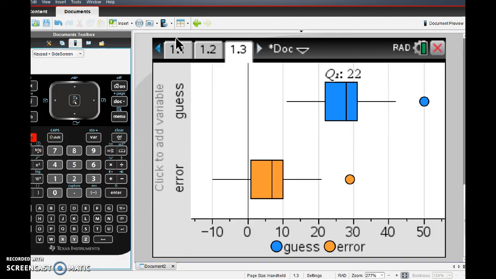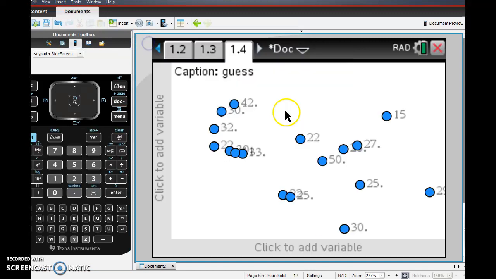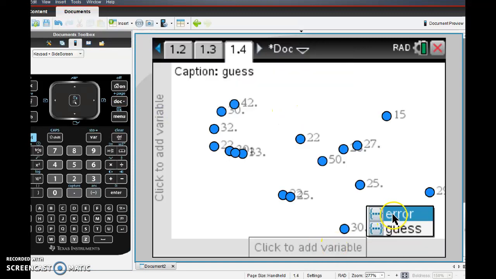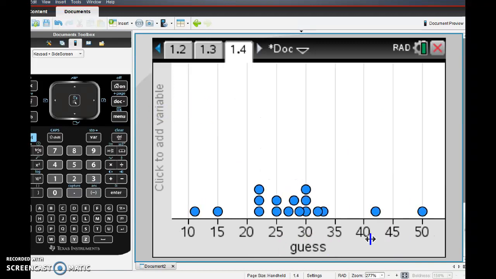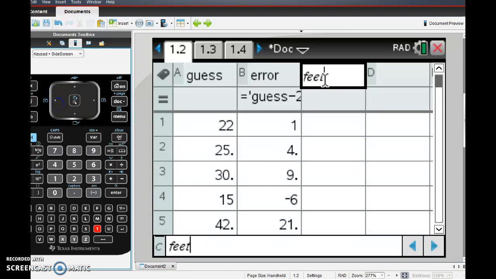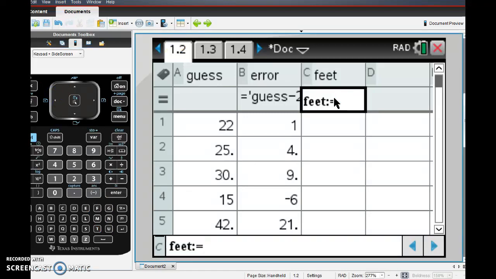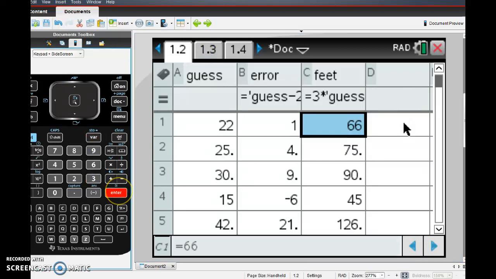All right, so I'm going to make a new graph. And I'm going to plot my original data. It's a dot plot. These are the errors. Oh, I'm sorry, the guesses. I want to put the guesses in. There's the guesses. So let's make a new variable, calling it feet. And we'll test your hypothesis if you made a guess at it. So let's make a new one, which is going to be 3 times your original guess. So as you can see, the person that guessed 22 is now up to 66.